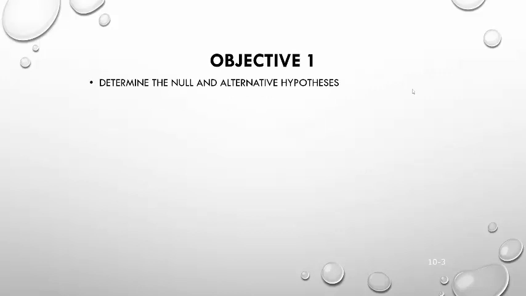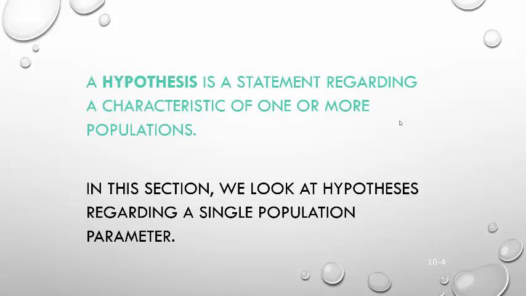Okay, so let's talk about how you determine what the null and alternative hypothesis are. First off, what is a hypothesis? A hypothesis in statistics is a statement regarding a characteristic of one or more populations. In this section, we're going to look at hypotheses regarding a single population parameter. Recall, what is a population parameter? Well, we have a population mean, which we denote as mu. We have a population proportion, which we denote as p. And then we also have a population standard deviation, which we denote as sigma.